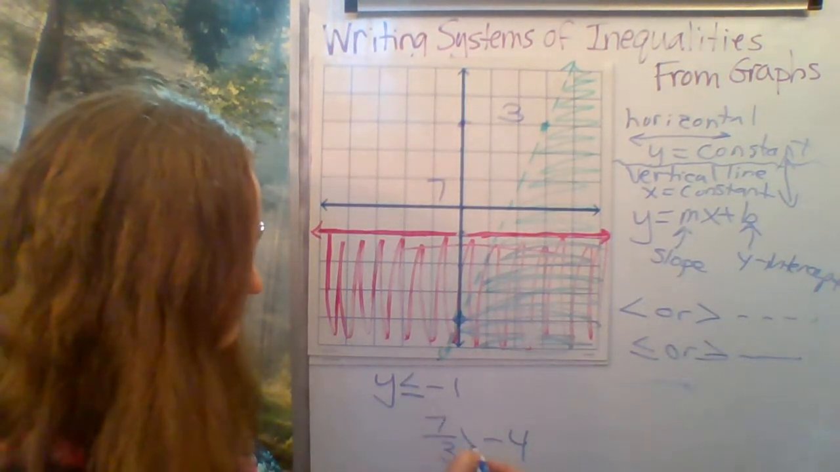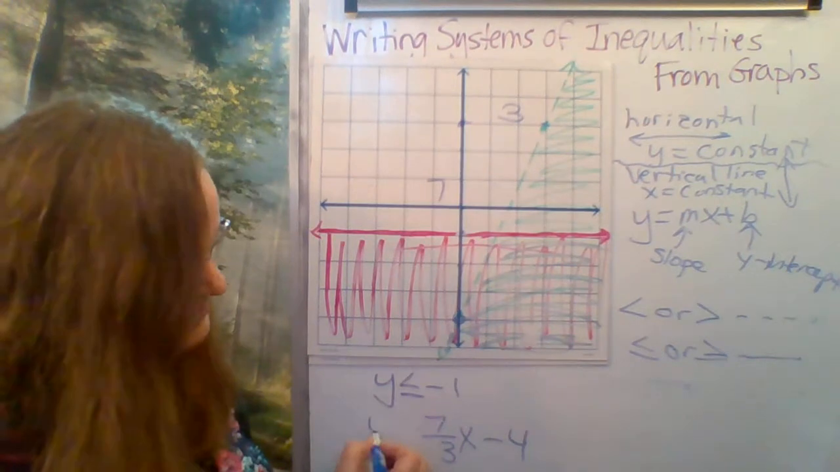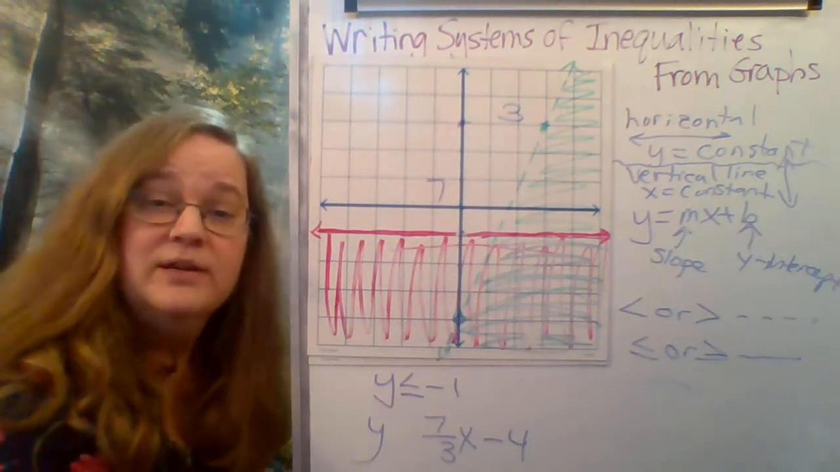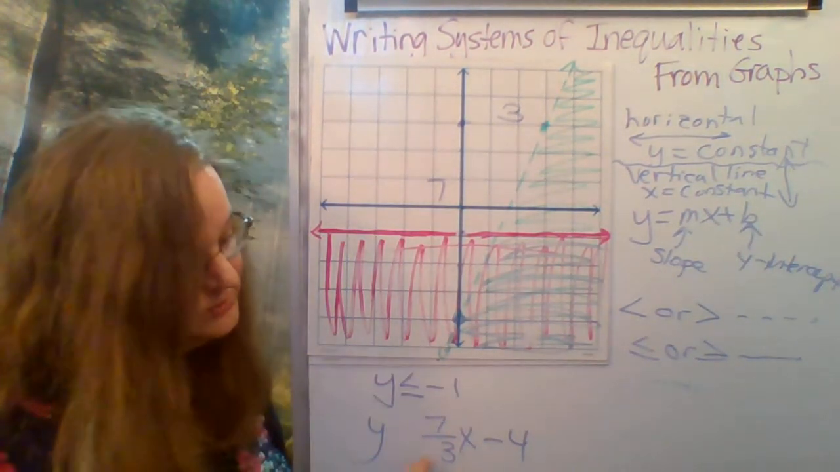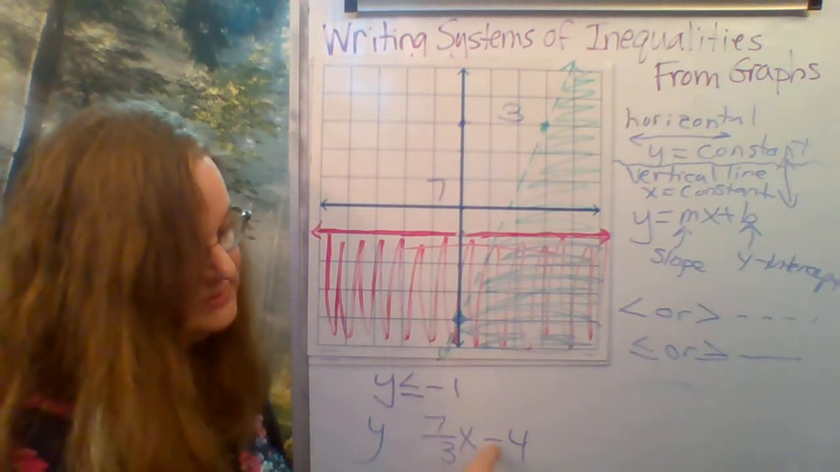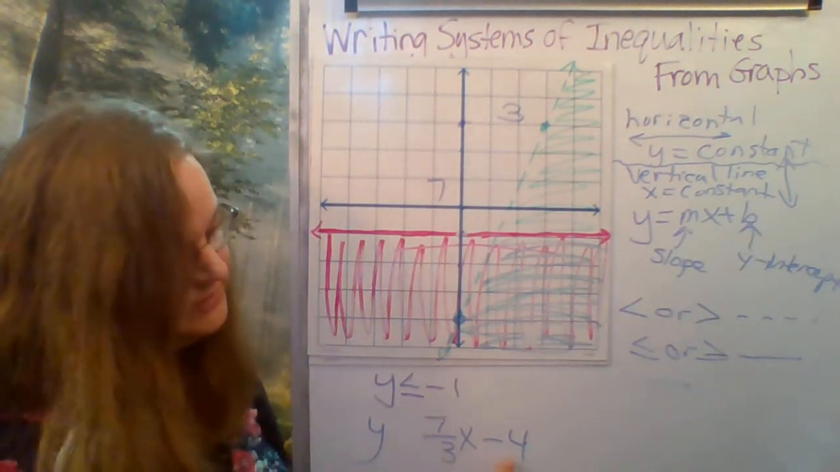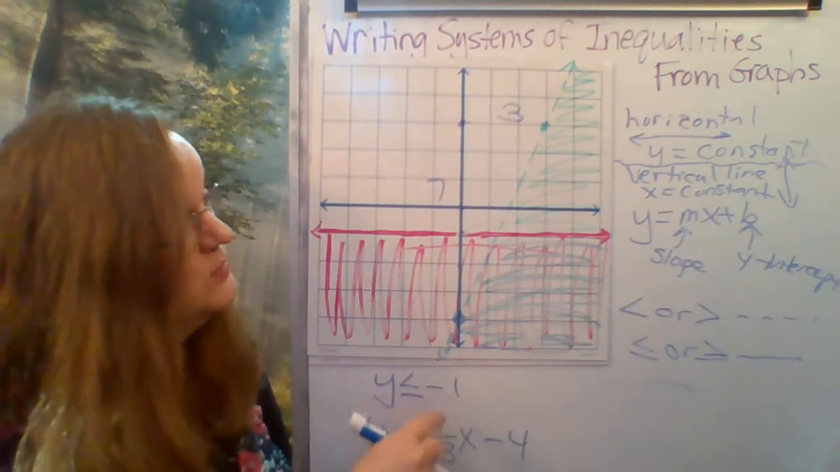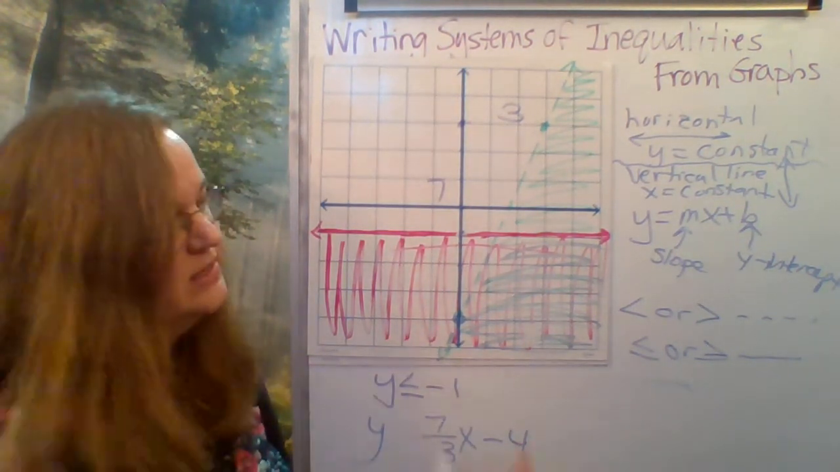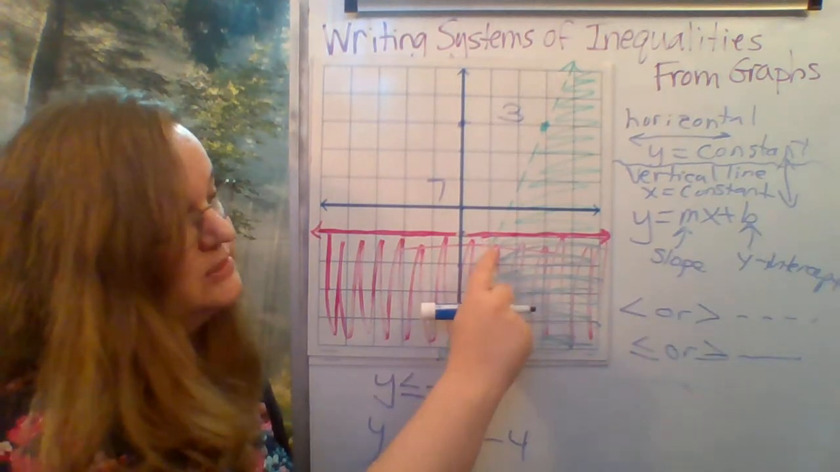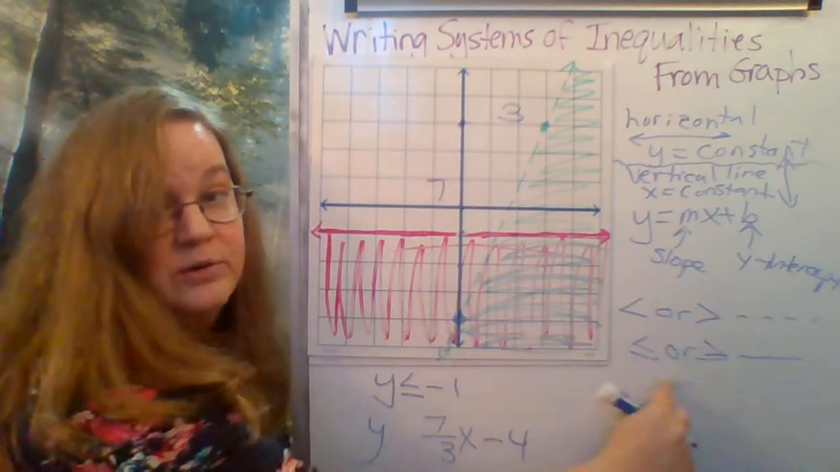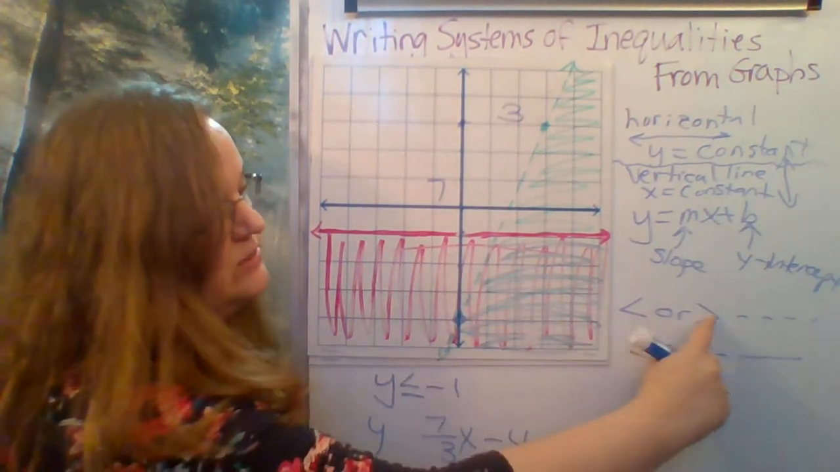So that's kind of a little bit unusual one. All right. And then now that I've gotten this far, I've got y equals 7/3 x minus 4, because 7/3 is my slope. It went 7 up and 3 over, and my y-intercept was -4. Now I need to decide on the sign, solid or dashed. Well, this is a dashed line, so it's not or equal to. It's either got to be less than or greater than.